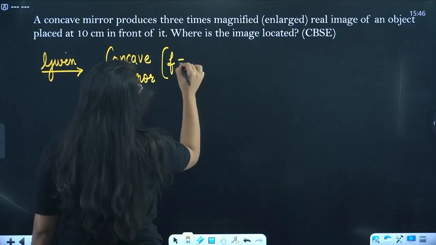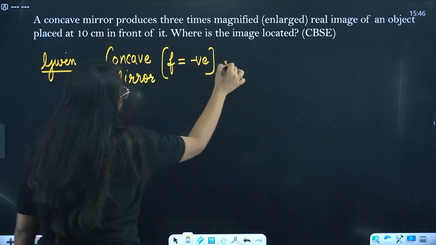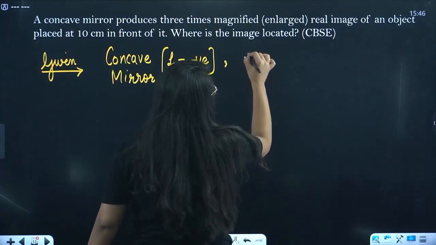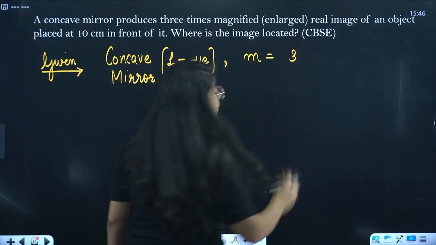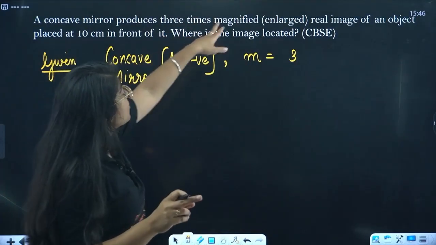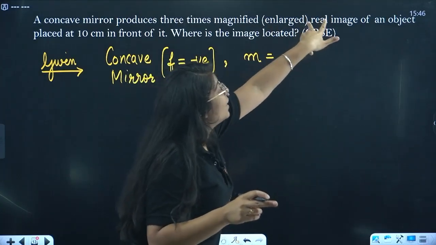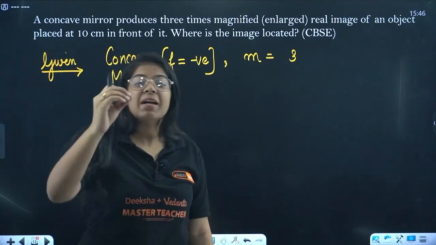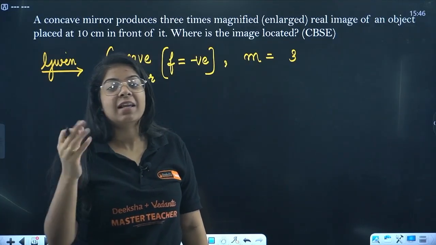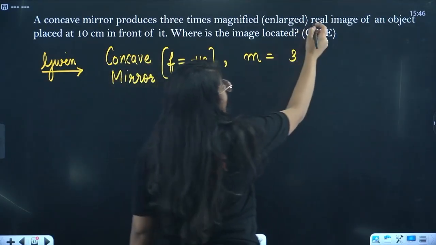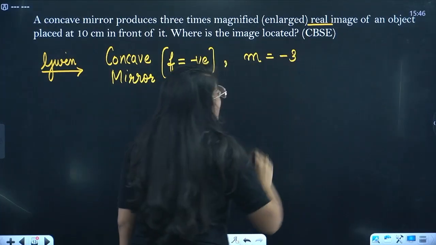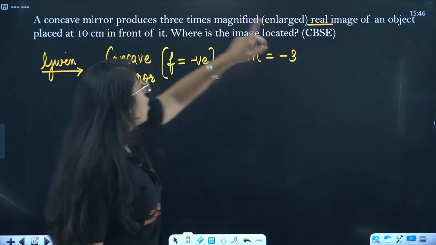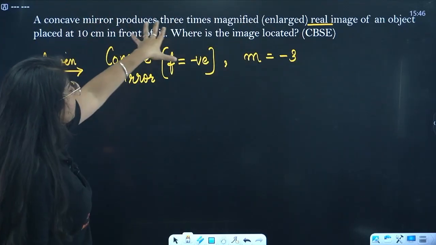Now what is the sign of focal length? Ma'am, negative, since it's a concave mirror. It produces a 3 times magnified image. So magnification is 3, but read it carefully. 3 times magnified and enlarged real image. Real image. And what we just studied, whenever magnification is negative, we have a real and inverted image. So in here, if there is a real image, magnification will be negative. That's how you correlate things. Done. Then beta, of an object placed at 10 centimeter in front of it.